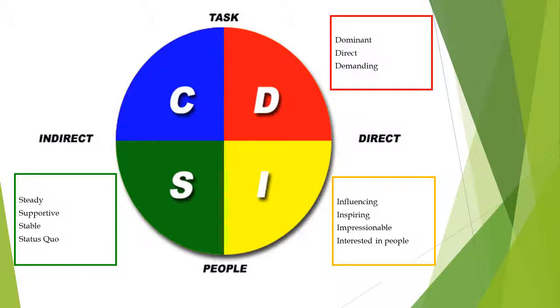S for steadiness. These are people-focused and indirect. They fear insecurity, uncertainty and losing face. So make sure that they're kept informed proactively and that they understand their "what's in it for me" or WIFM, and reassure them when appropriate.